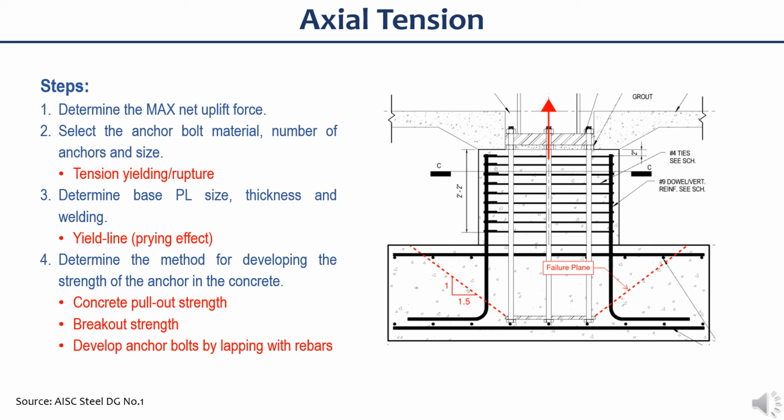And fourth, we have to determine the method for developing the strength of the anchor in the concrete. It could be concrete pull-out strength or breakout strength, or we have to develop the anchor bolts by lapping it with the rebars. Now, this detail, which is used in an actual project, shows an extended anchors at the bottom of the footing. Now, by doing this, we can increase the failure plane for the concrete breakout, which normally governs for this type of connections.